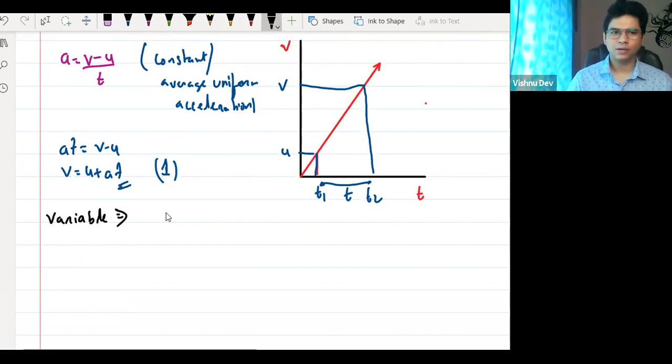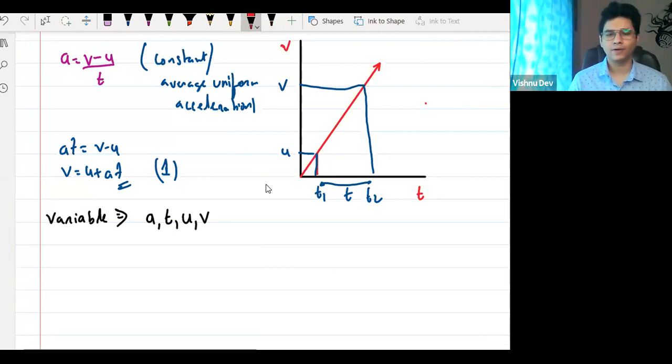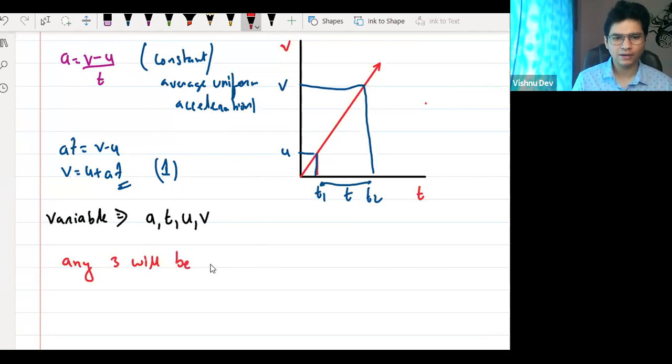Sir, acceleration है very good, time है very good, initial velocity है very good, final velocity very good. Yes or no? a, t, u, v. How many variables? 4 variables. Now, if a question is to be asked, how can the question be asked? Sir, any three will be given, and the fourth one will be asked.